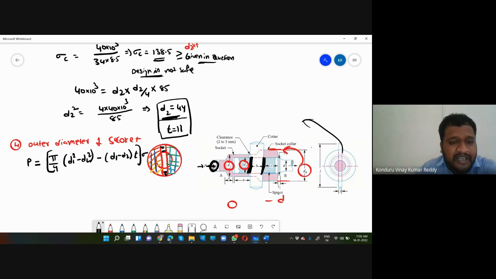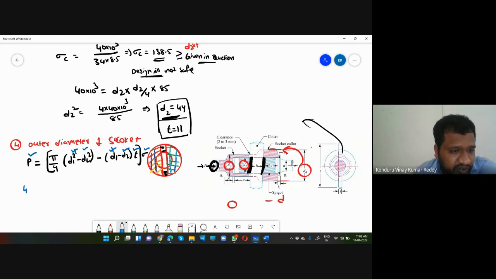Now, in this particular formula, we know the P value. We don't know the d1 value. We know the d2 value, we know the t value, and we know the shear stress value. The thing is that we have to find out the d1 value. This is a bit complicated compared with all the other calculations in this problem. Let us see how I am going to solve this.